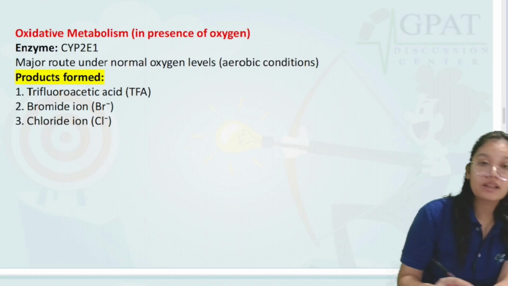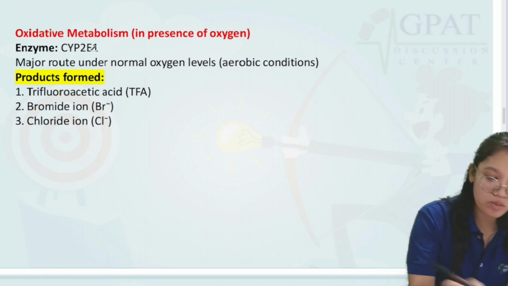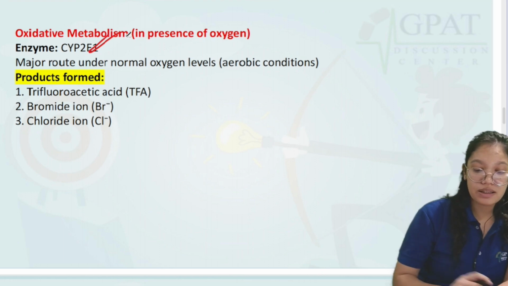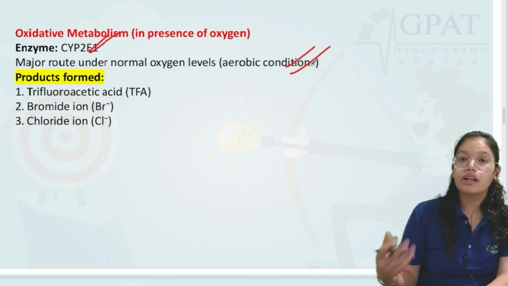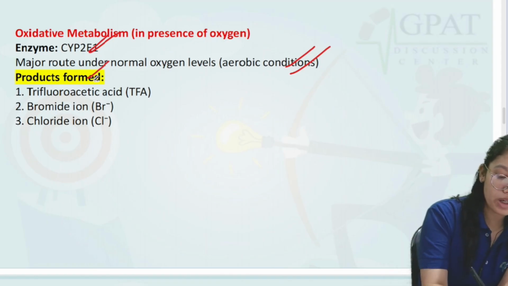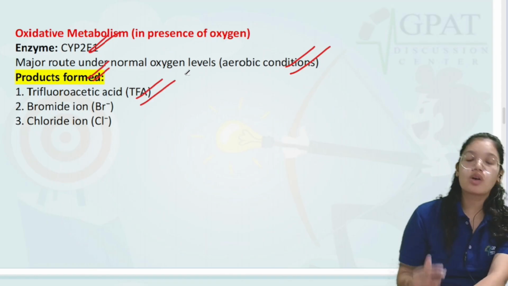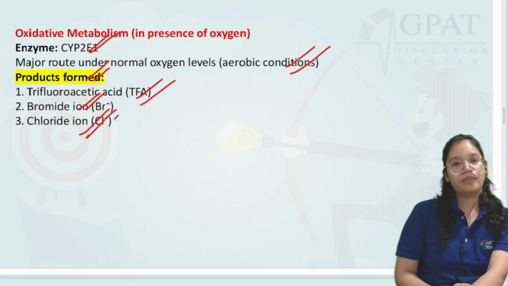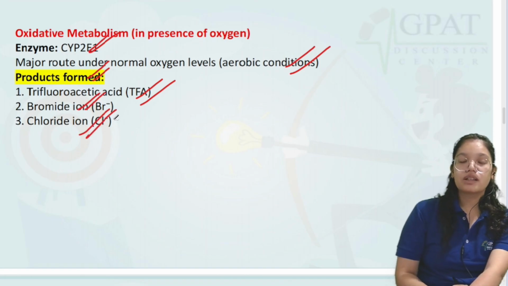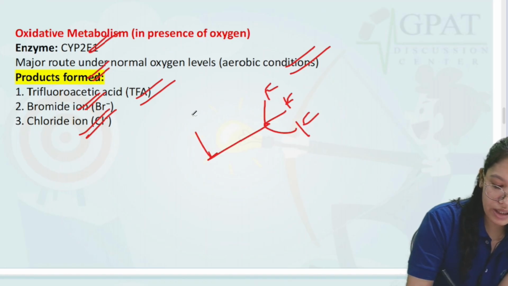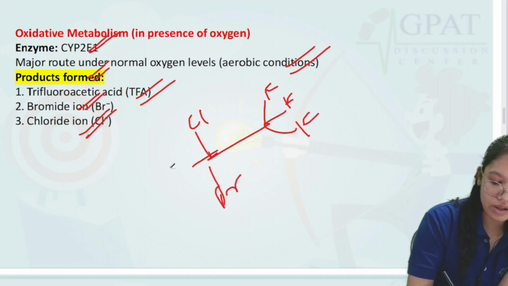This reaction takes place in the presence of an enzyme. What enzyme? CYP2E1. This is the enzyme, and this is in an aerobic condition. In the presence of oxygen, this reaction continues, and the products that are formed are TFA, also called trifluoroacetic acid, then the bromide ion, then the chloride ion. So what is the structure of halothane? I already told you: trifluoro, and here we have chlorine, here we have bromine, here we have hydrogen.